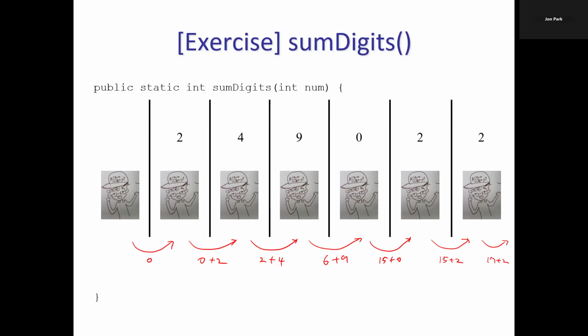Now, this time you can actually end the recursion one step earlier. So instead of waiting until the clone doesn't have any digit, it can stop once it sees a single digit number. So this is the suggested base case.